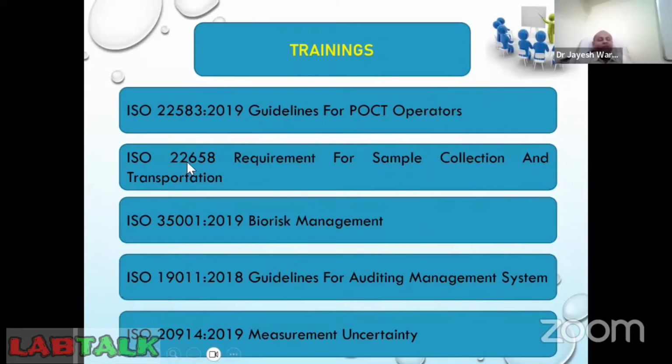Then there is a standard ISO 22658, which is with respect to the sample collection and transportation, which is applicable for your collection centers, collection areas, phlebotomy areas. Then there is a standard ISO 35001:2019, which is with respect to the biorisk management. Then there is a standard ISO 19011, which is with respect to the guidelines for auditing management systems.